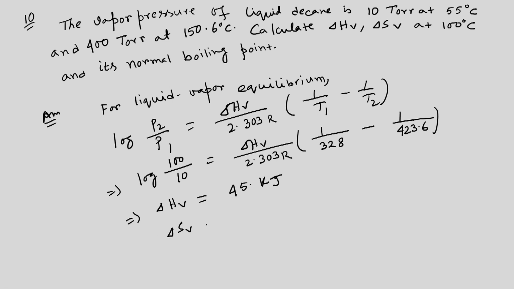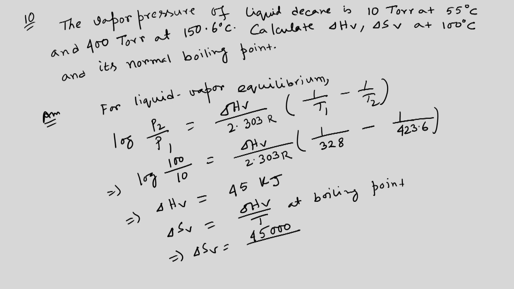and delta SV is nothing but delta HV by T at boiling point. So, we get delta SV equals 45 by temperature, which is 100 degrees Celsius, so 373. So, this is joule per Kelvin. So, we get 120.67 joule per Kelvin. This is a very simple problem.